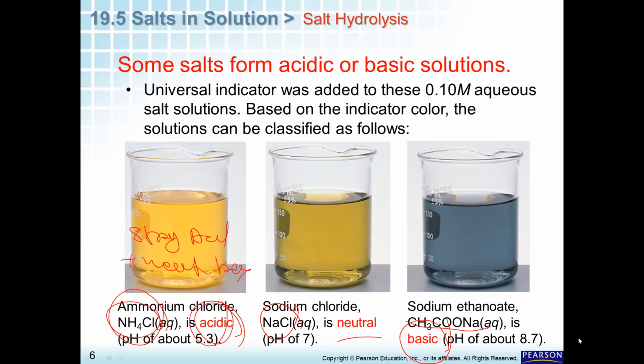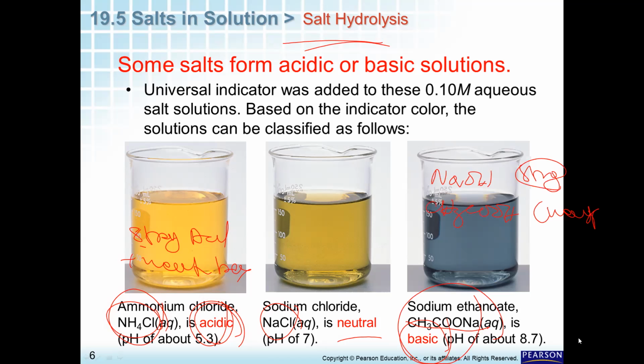Now, it is not because this is a strong acid. No, we will show you now that it is not due to this. It is due to the salt hydrolysis. That is what we are going to talk about. Here, this is sodium ethanoate. Of course, that is coming from sodium hydroxide and ethanoic acid. Now, this is a weak acid, and that is a strong base.